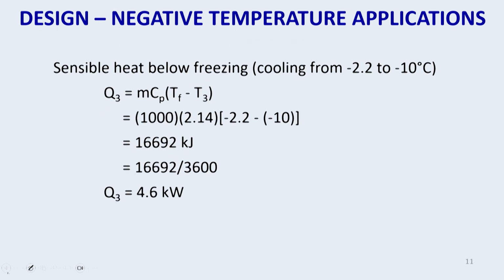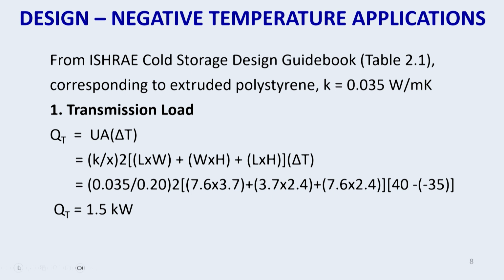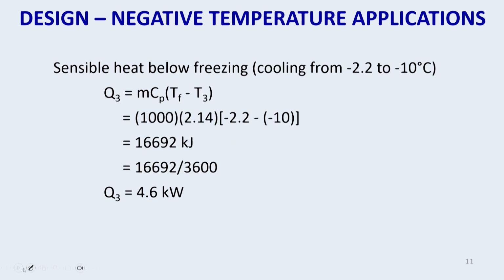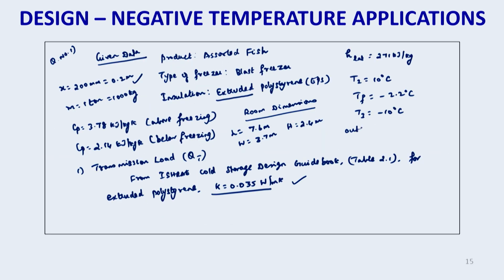That is the outside temperature. Delta T is 40 minus of minus 35. If you see the outside condition, the ambient condition is 40, and the blast freezer room temperature is minus 35. That is the cold room temperature. So let me write that also in the given data. Outside temperature is equal to 40 degrees centigrade. Inside temperature, that is blast room, blast freezer room, temperature is equal to minus 35 degrees centigrade.